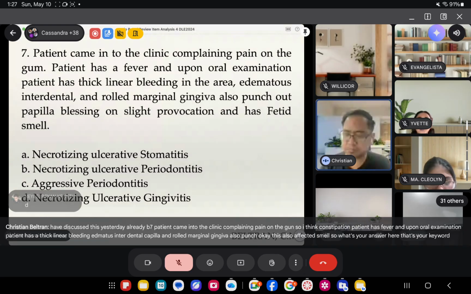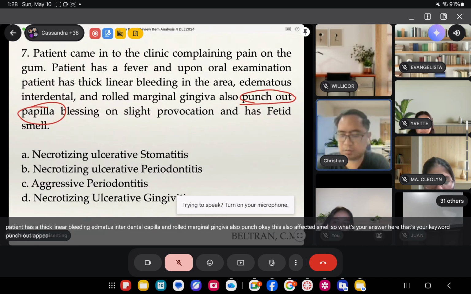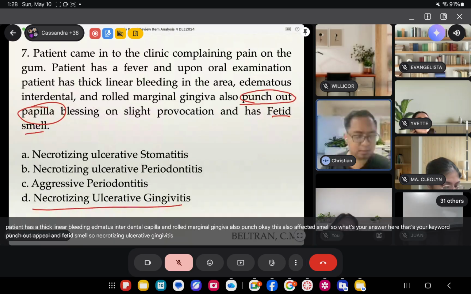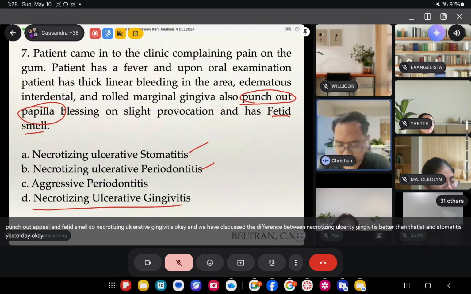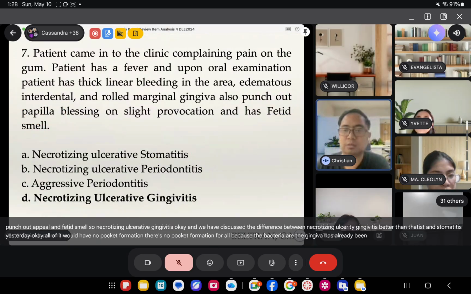That's your keyword though. Punch out papilla. Diba? Punch out papilla and fetid smell. So, necrotizing ulcerative gingivitis. Okay? And we have discussed the difference between necrotizing ulcerative gingivitis, periodontitis, and stomatitis yesterday. All of which would have no pocket formation. There's no pocket formation for all because the papilla or the gingiva has already been necrosed.